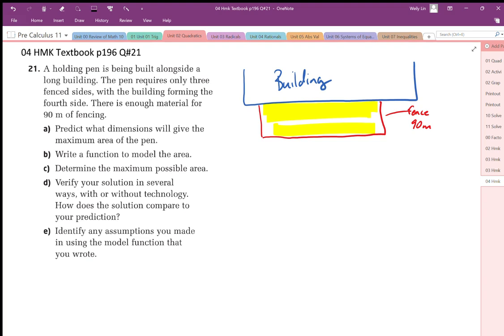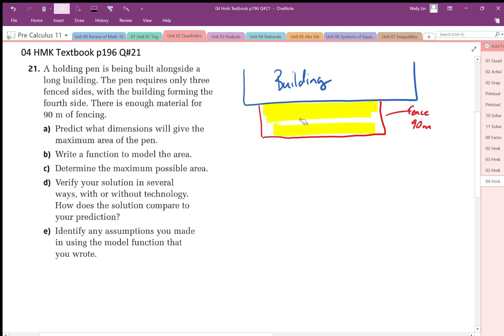So question number 21 on page 196 says we have a holding pen being built alongside a long building. I've shown the long building in blue here, and the pen requires only 3 fence sides. So we have the red fencing along those sides, and we have enough fencing for 90 meters.